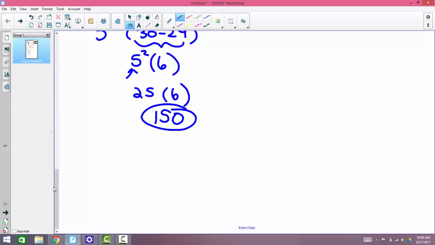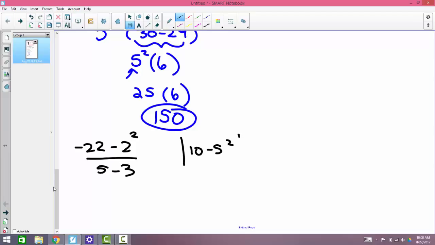Let's try a couple more. I'll give you 3. -22 minus 2 squared over 5 minus 3. 10 minus 5 squared, absolute value, divided by 5. Absolute value, you're going to think of like parentheses. And 3 square root 50 minus 1. You're also going to think of square roots as parentheses. Go ahead and pause. When you have them done, come on back.